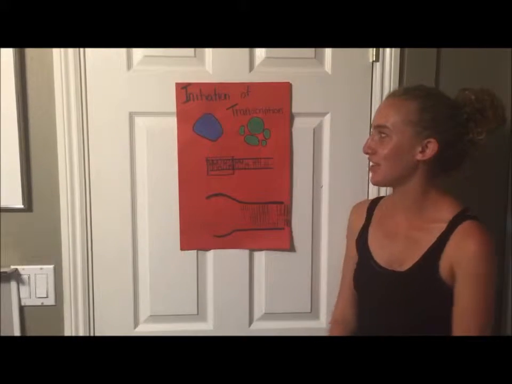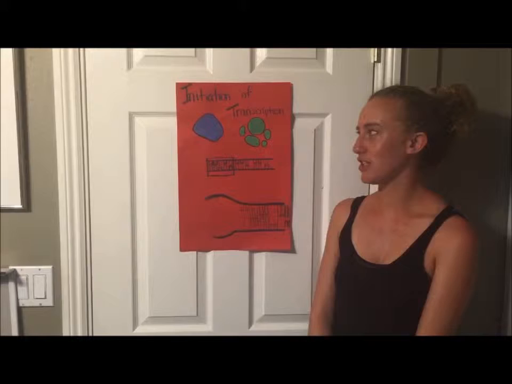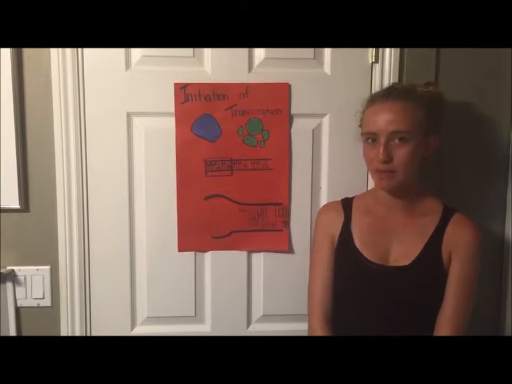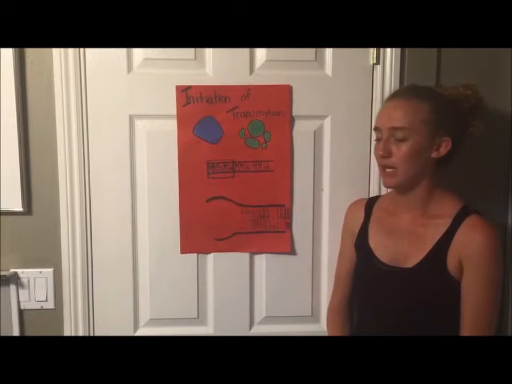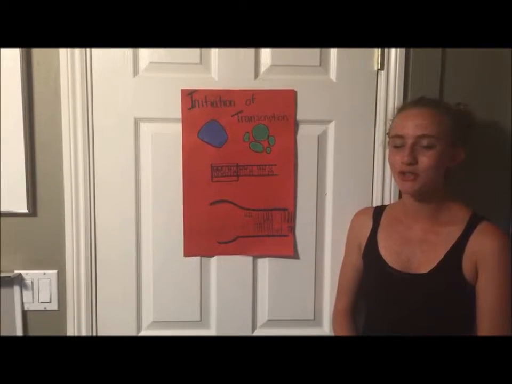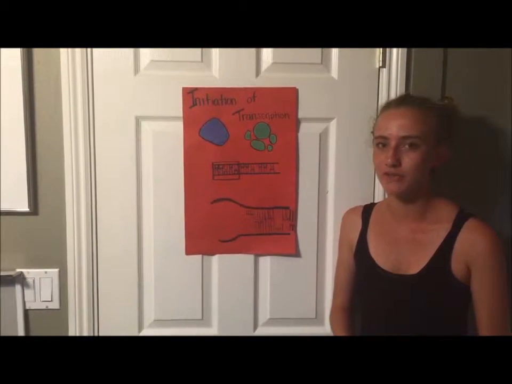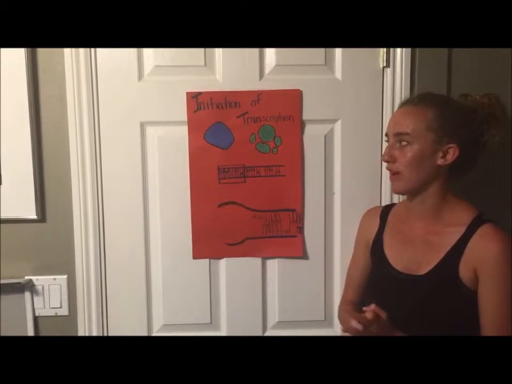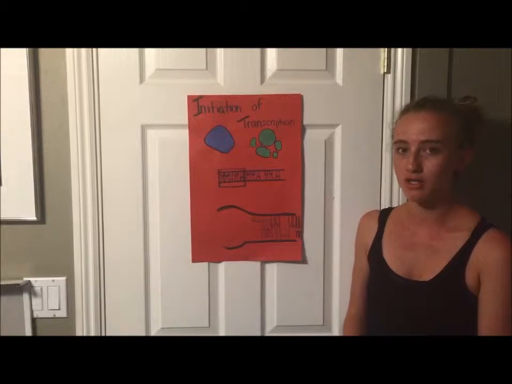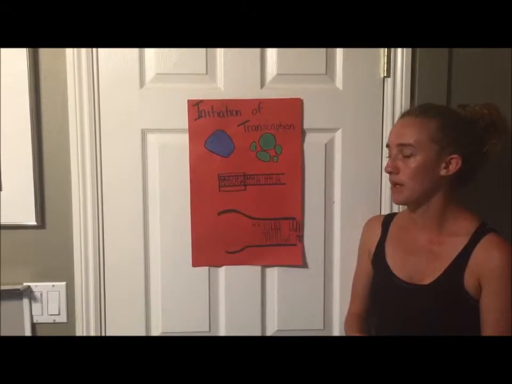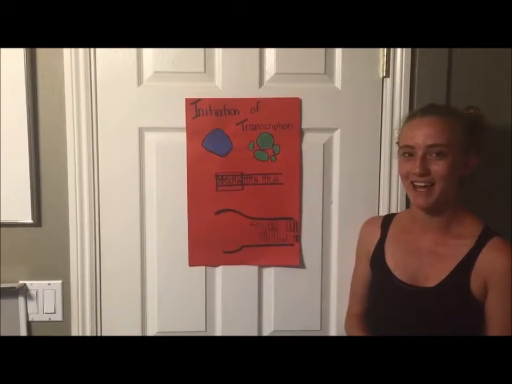This is initiation of transcription, and initiation of transcription is regulated by transcription factors that attach to the promoter region. And a transcription initiation complex is formed when transcription factors attach to the promoter region, which often includes the TATA box, or 5' TATA AAA 3'.